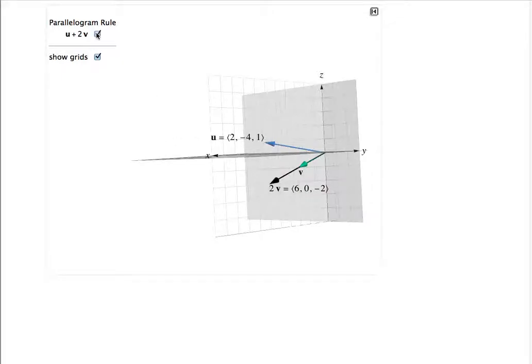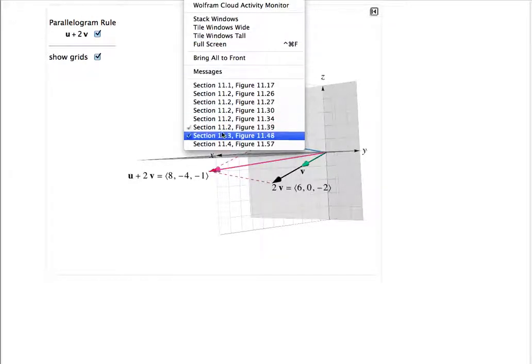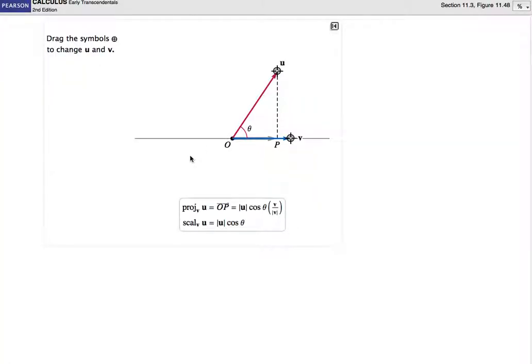And then as we add these, this dashed line moving along here is just this 2v translated to the head here. And we create the u plus 2v vector by 2, 6, minus 4 plus 0, 1, plus minus 2, which gives me my resulting vector. So the vector arithmetic is straightforward, but it's just sometimes a problem getting oriented in space.